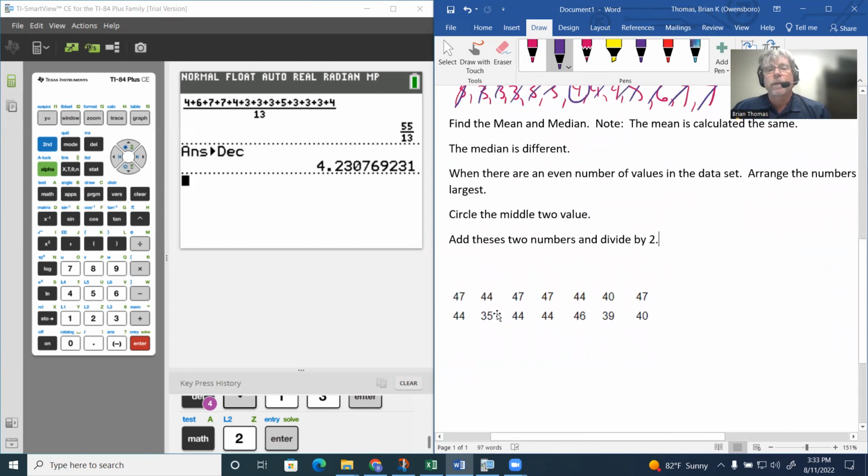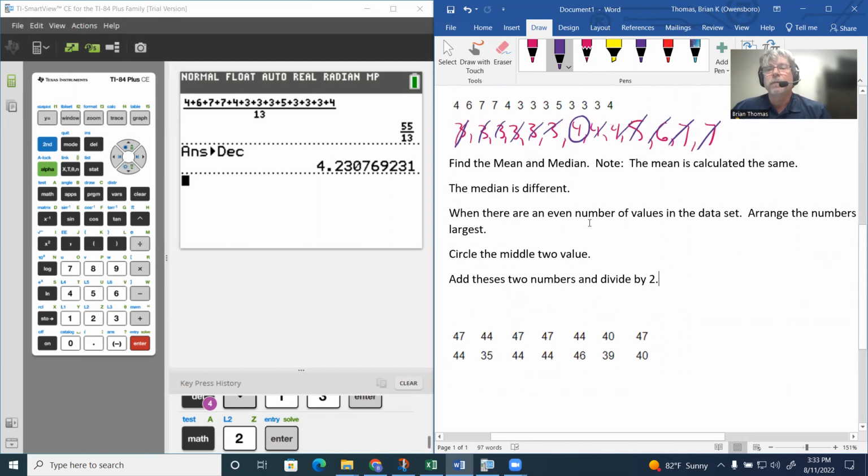So I have another set where we want to find the mean and median. The mean is going to be calculated the same. The median, though, is going to be different because in this case, notice that there's 1, 2, 3, 4, 5, 6, 7 values. 7 to 7. There's 14 values. So the median is going to be different because when there is an even number of values, notice that we had 14.